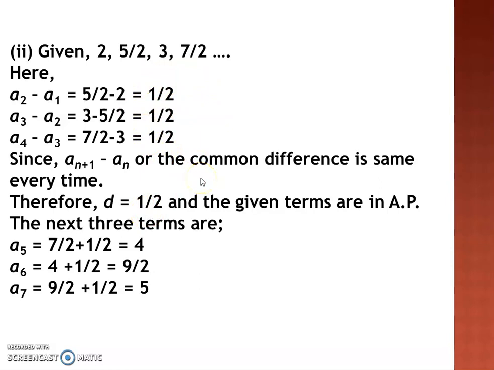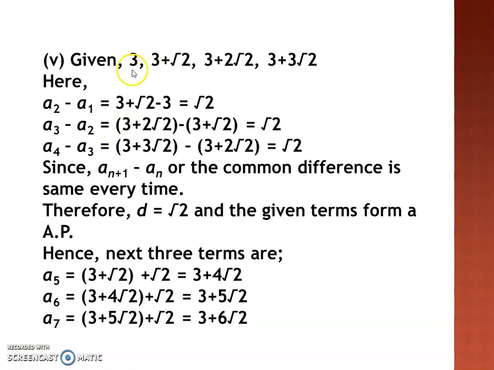So if it is in AP, then you can write the next 3 terms also. Just by adding 1 by 2 to the last term, you can get the next term. So 7 by 2 plus half will give you A5. Then to A5 you will again add half and you will get the next 3 terms of the AP.